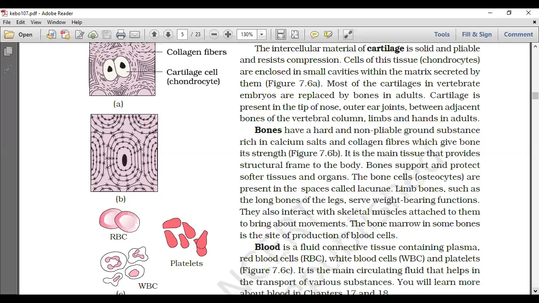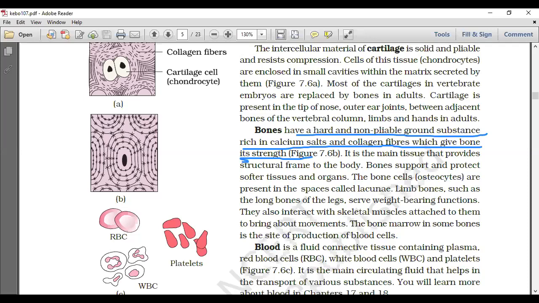Next, bones. Bones have a hard and non-pliable ground substance rich in calcium salts and collagen fiber, which give bone its strength. This is to be remembered.